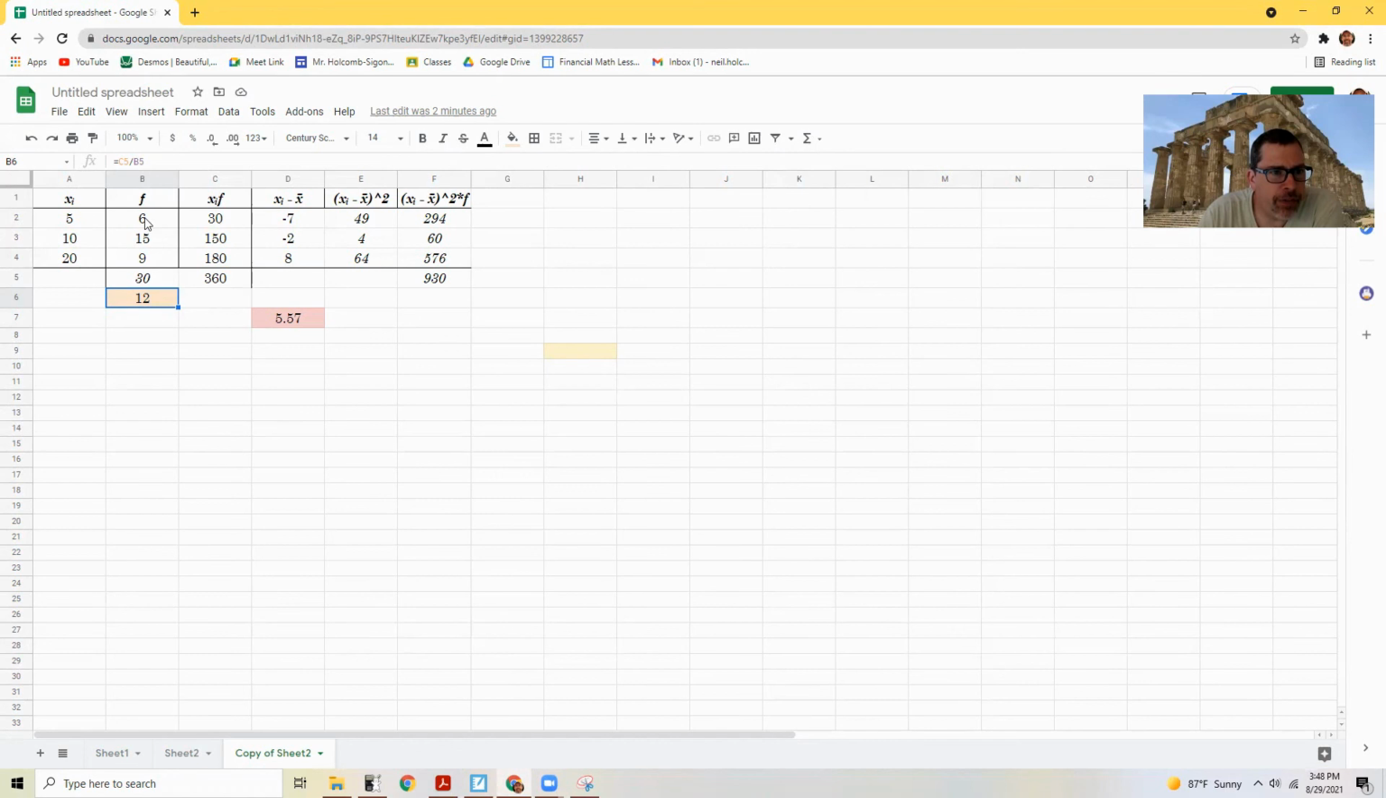Then you take x sub i minus 12. 5 minus 12, negative 7. 10 minus 12, negative 2. 20 minus 12, 8. Square them, 49, 4, and 64. Multiply the squared values times f. 6 times 49, 294. 15 times 4, 60. 9 times 64, 576. You take their sum, which is in F5, and you divide it by B5, which is 30, our n, and take the square root. So I have square root of 930 divided by 30, and the standard deviation is $5.57.